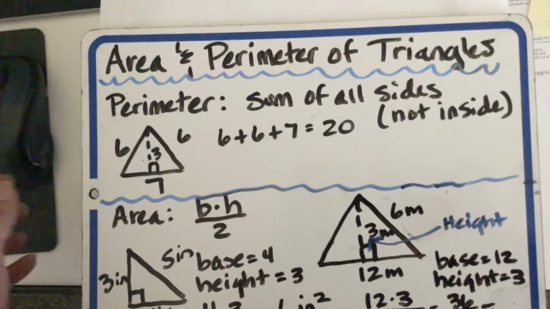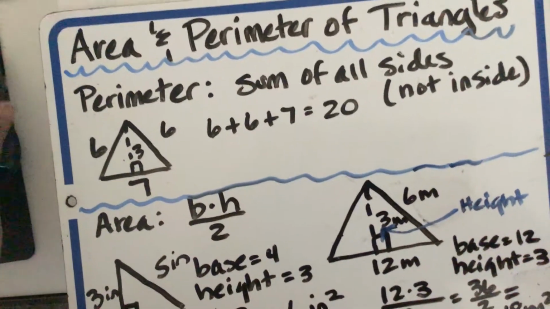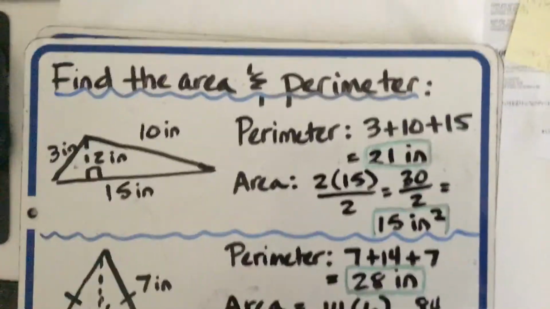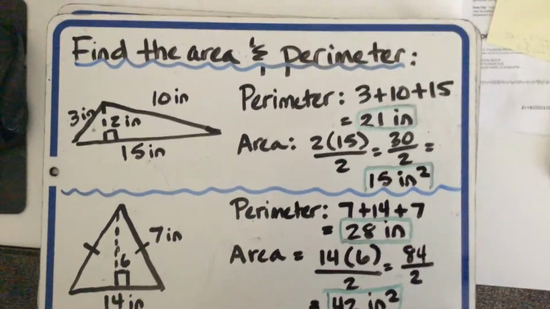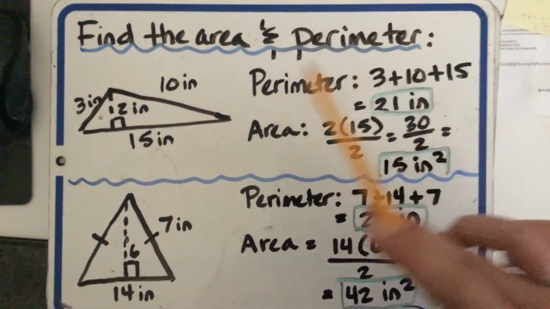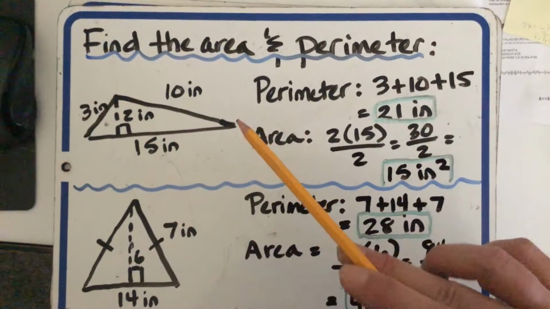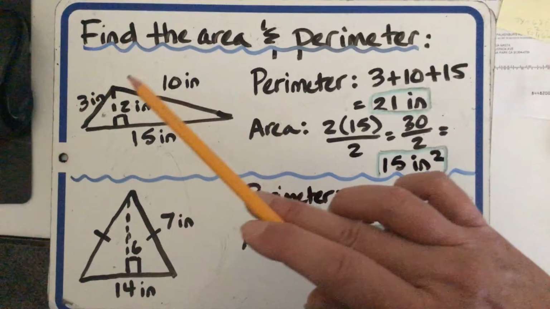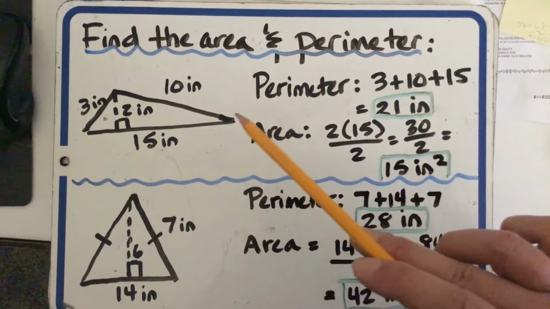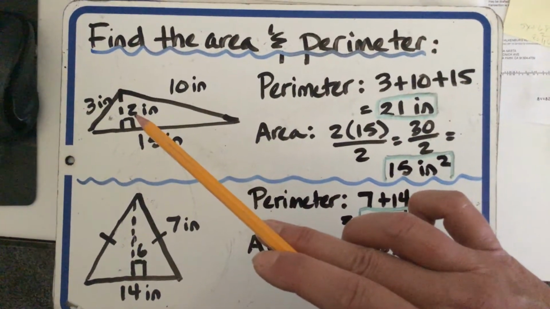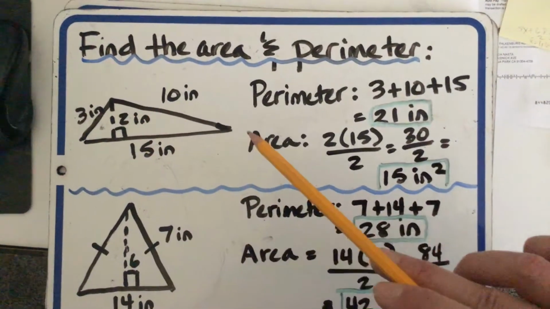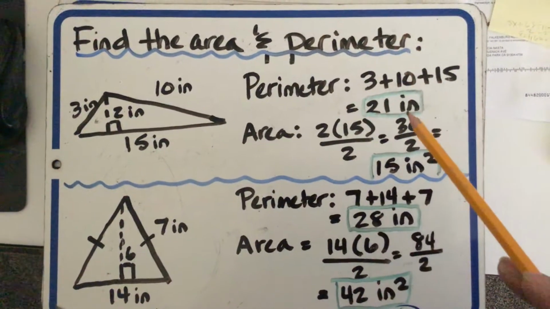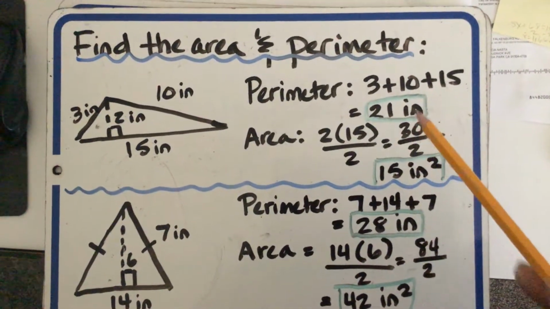Okay, let's take a look at some examples. All right, so I have 2 problems. Let's focus on the top one. It says find the area and perimeter. So we're finding area and perimeter of each triangle. So remember, perimeter means add the outside measures. So we add all the outside. Do not include the inside height. So you say 3 plus 10 plus 15, and we get 21. And the units was inches. Notice we do not square it, so you get 21 inches.